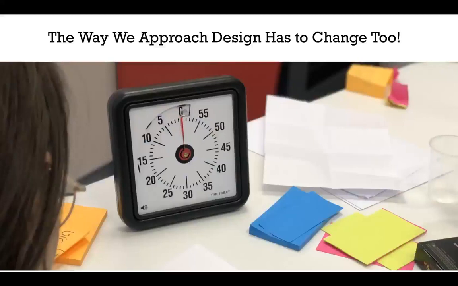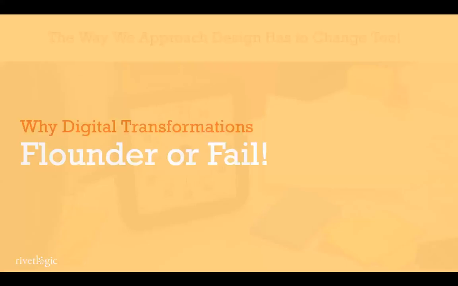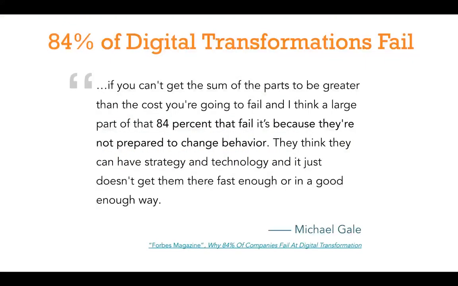But a lot of digital transformations flounder or fail. They get stuck. They don't return the investment as expected. Michael Gale, in the Forbes magazine article Why 84% of Companies Fail at Digital Transformation, said, if you can't get the sum of the parts to be greater than the cost, you're going to fail. And I think a large part of the 84% that fail is because they're not prepared to change behavior. They think they can have strategy and technology, and it just doesn't get them there fast enough or in a good enough way. So what we need to figure out is how do we change that thinking?